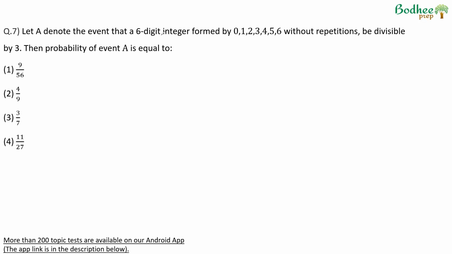Let A denote the event that a 6-digit integer is formed by 0, 1, 2, 3, 4, 5, 6. So these are 7 digits. We have to form a 6-digit number without repetition. The number has to be divisible by 3. Probability of event A is equal to.